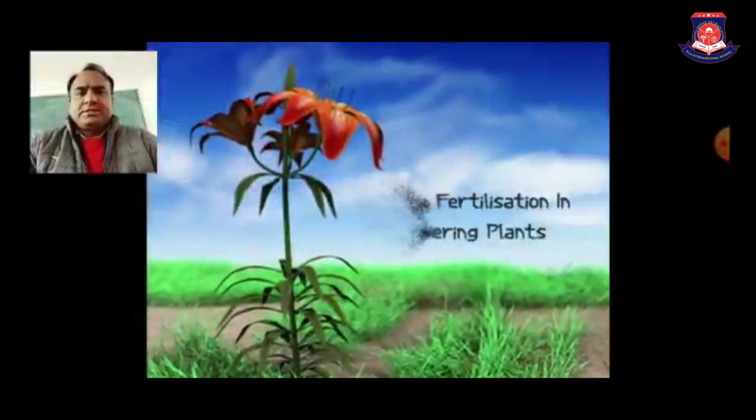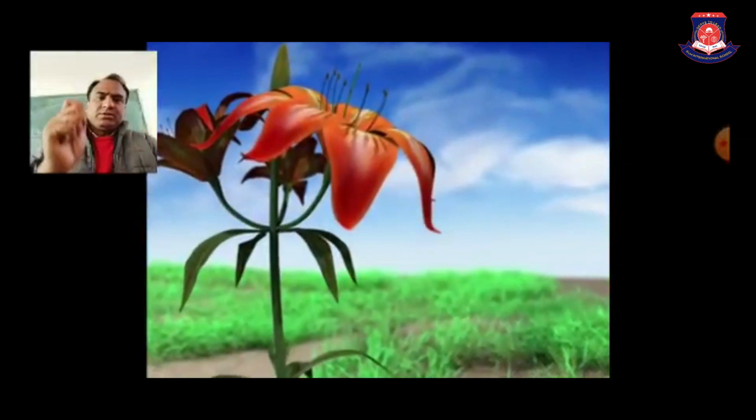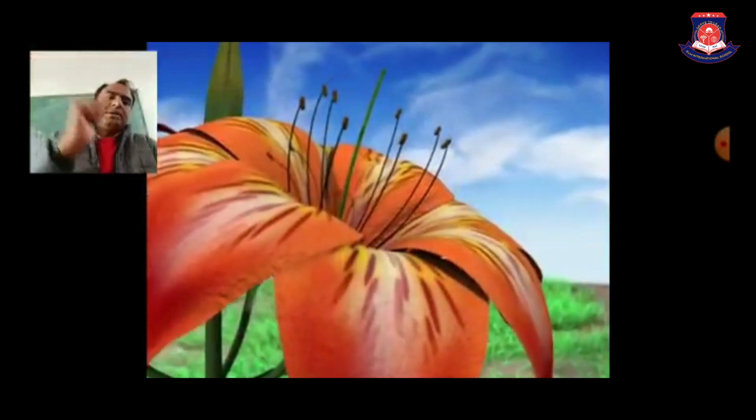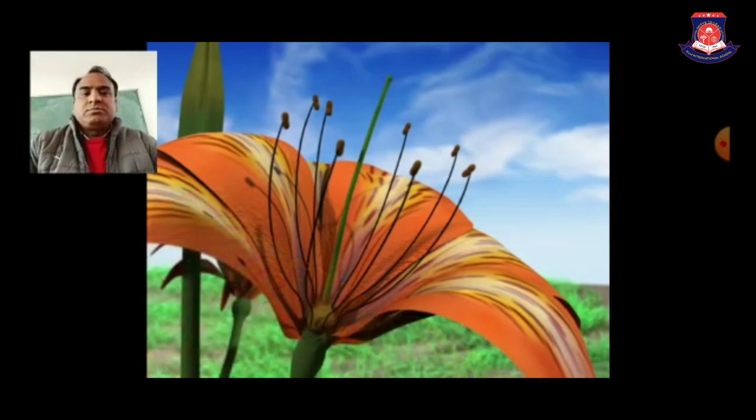What is double fertilization? Double fertilization means two types of fertilization, in which first, the generative cell nucleus combines with polar nuclei and forms endosperm, and second, the generative cell nucleus combines with the egg and forms zygote.